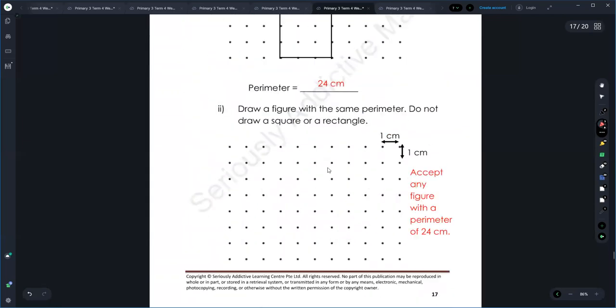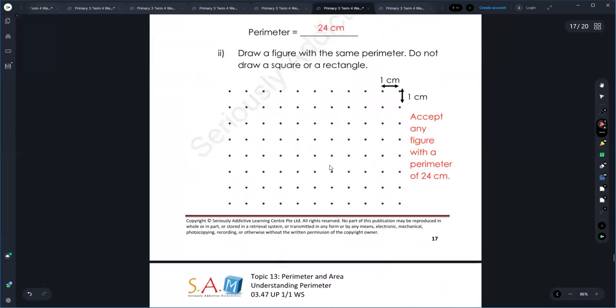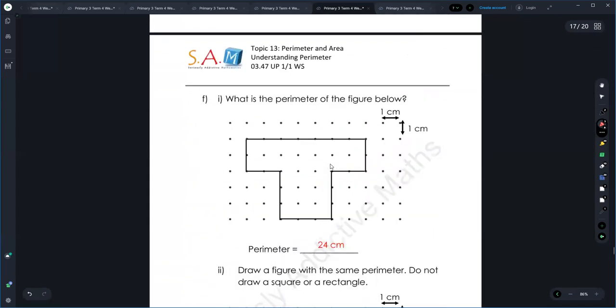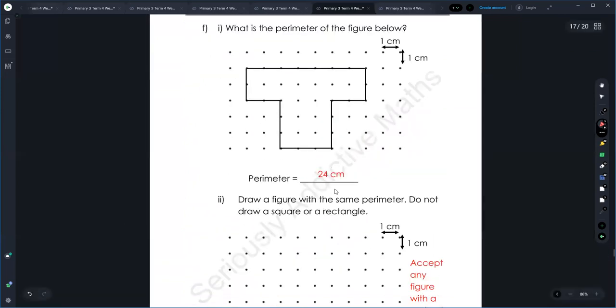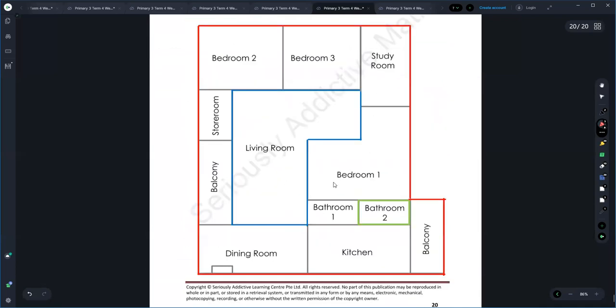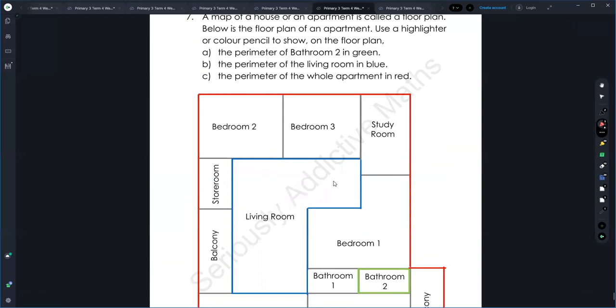perhaps do question, let's see, maybe F, right? Question F. What is the perimeter of this figure? And then they have to draw the same perimeter, right? But do not draw a square or rectangle. So they have to draw other shapes instead. Okay. And I think the rest are quite easy.